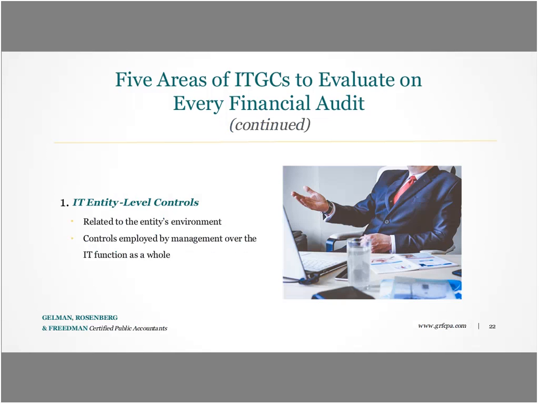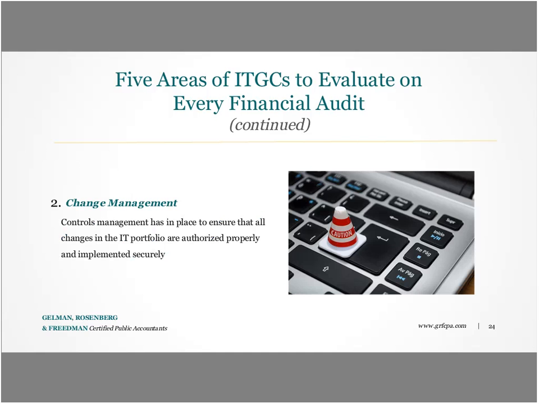So the first one is the IT entity level controls, and these are related to the entity's environment. These controls are those employed by management over the IT function as a whole or in general. They provide an umbrella of controls over the acquisition, implementation, and management of the IT used in the entity. For example, IT governance would be a part of the IT entity level controls. Other controls in this area may include IT policies and procedures, IT management, planning, strategy, human resources, and IT risk management.